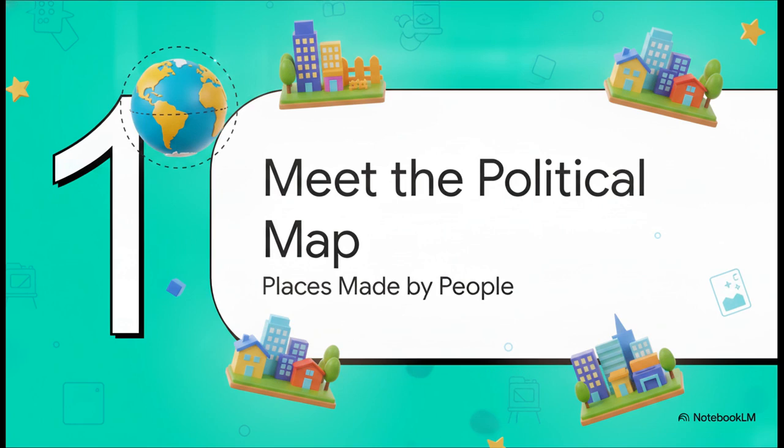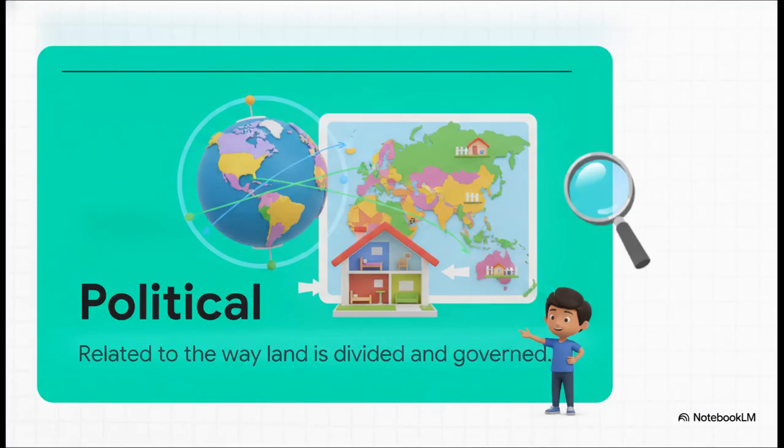Section 1. Meet the political map. Places made by people. Okay, let's dive into this. The word political in cartography simply refers to the way land is administratively divided and governed by people. It completely strips away all the topographical or ecological stuff to show us a purely human footprint. It's kind of like how a neighborhood has fences or a house is divided into different rooms for different purposes, right? A political map acts as the global blueprint for those administrative divisions. It takes abstract legal agreements and translates them into a visual format that we can all easily understand.